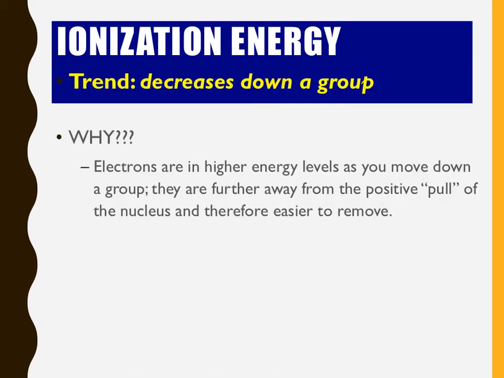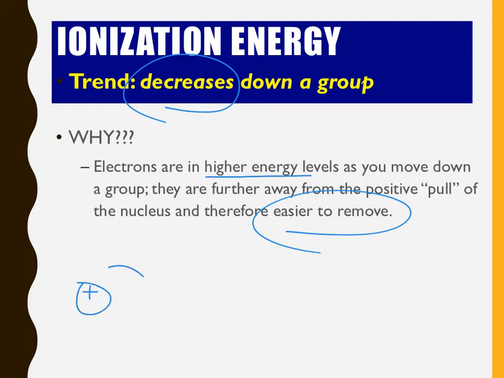As you go down the group, it becomes easier and easier to remove an electron because those electrons are further and further away. When they're easy to remove, that means it takes a low amount of energy to remove it. So the ionization energy would decrease because it's easier to remove. Now, why is it easier to remove? Higher energy levels, meaning increased distance from the nucleus. So the further away that electron is, the easier it is to remove.